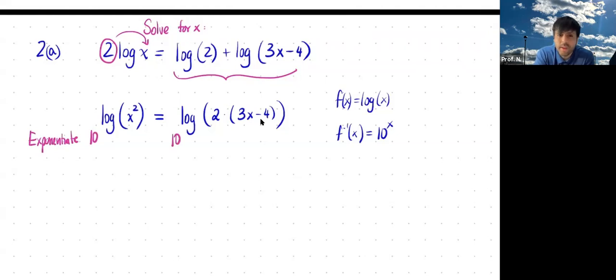You can think of it that way, or you can think of it as I have identical functions. They're identical because of equals. This is the same as this, which means that the input must also be the same because log is a one-to-one function. So either way you interpret it, at the end you get x squared equals 2 multiplied by 3x minus 4.